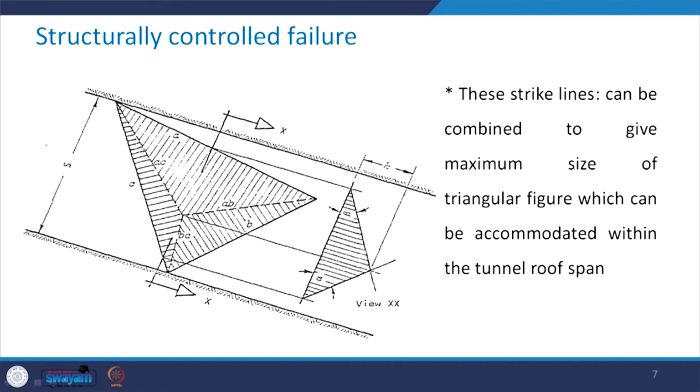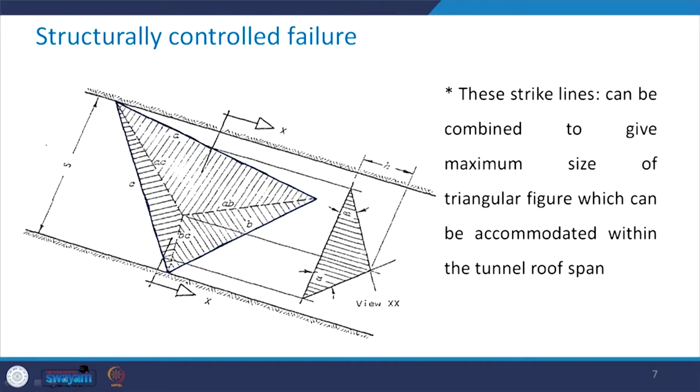Now, what does this signify? These strike lines can be combined to give the maximum size of the triangular figure which can be accommodated within the tunnel roof. Now, I already explained to you how this triangle can be constructed with the help of that stereographic projection. So, we took the help of those strike lines and constructed this triangle like this.